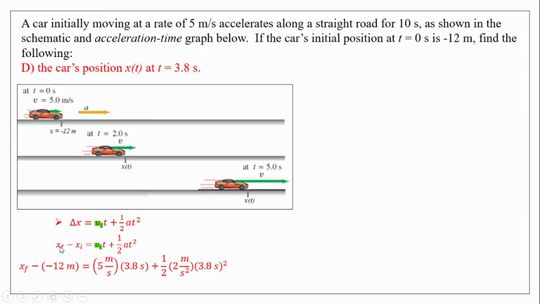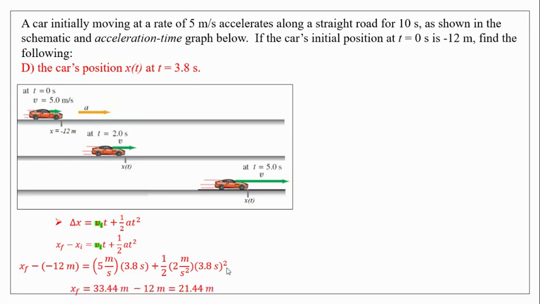So here, I have XF, which I carry down, minus, which is from the function itself, but XI itself is a negative value. So I will encourage you to use parentheses, because if you don't, you can screw up your math here. And then 5 is substituted for VI. My T here is 3.8 seconds. A is given in the graph from the previous 3 parts. And then here T is 3.8 seconds again. And then don't forget to square the second term here.